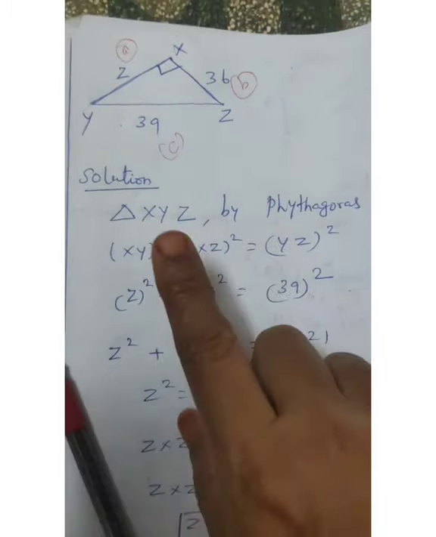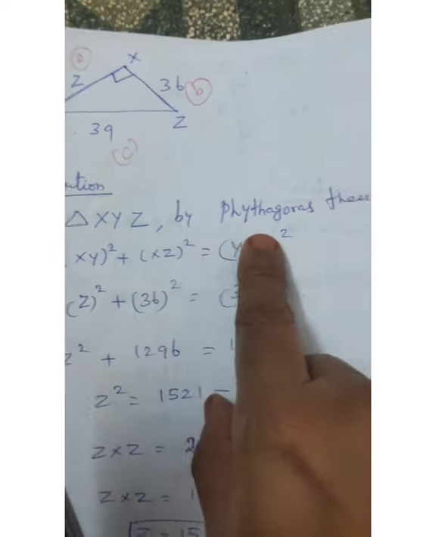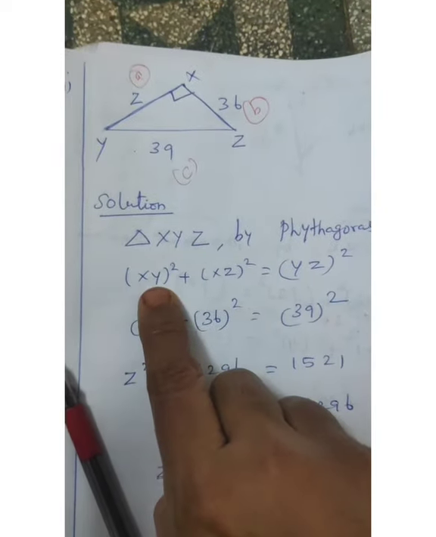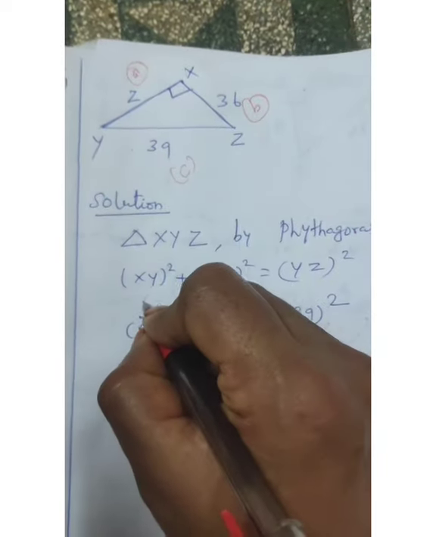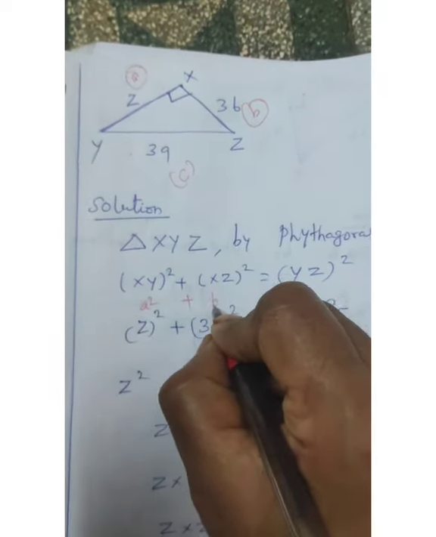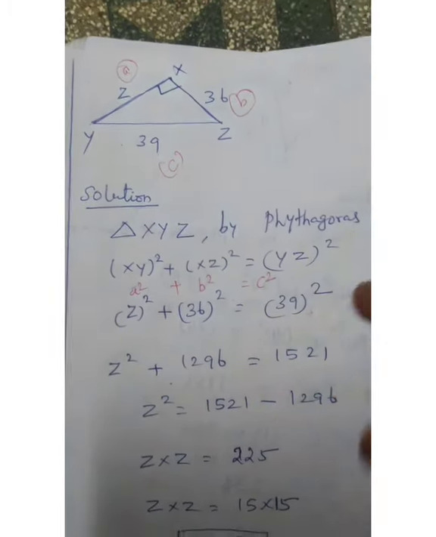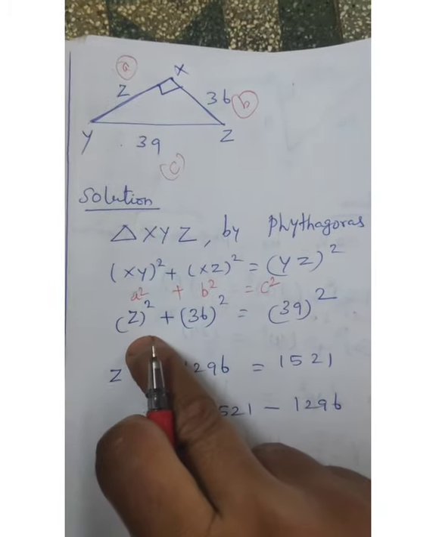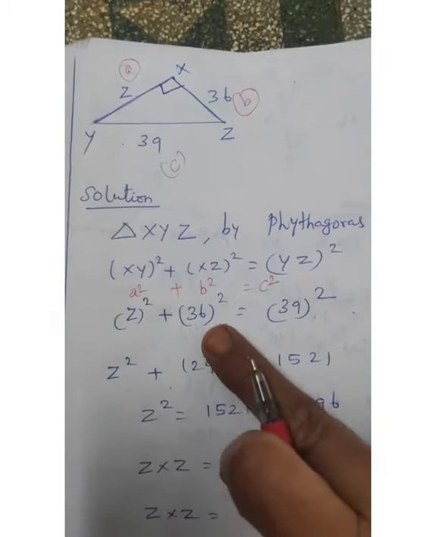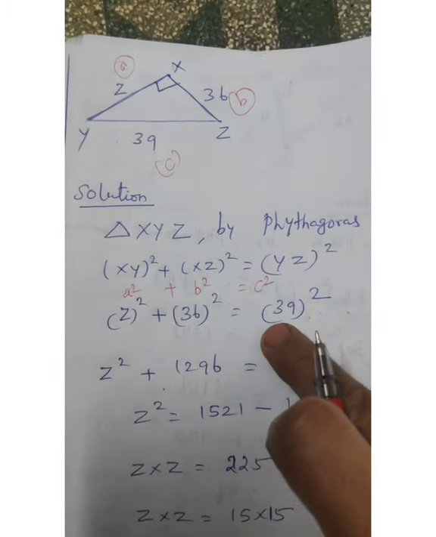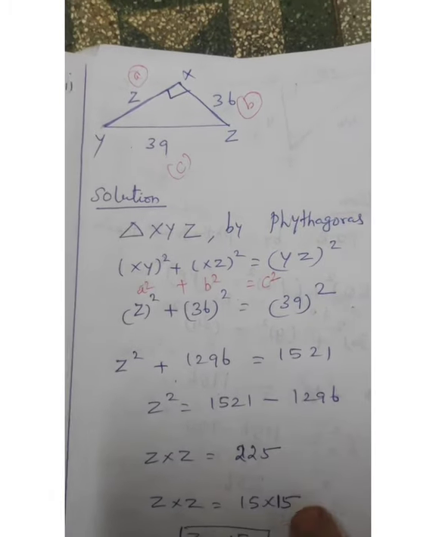Okay. Now triangle XYZ by Pythagoras theorem, XY squared plus XZ squared equal to YZ squared. You will take here A squared plus B squared equal to C squared. A value equal to Z whole square. A value equal to Z. B value equal to 36 whole squared is equal to 39 whole squared.